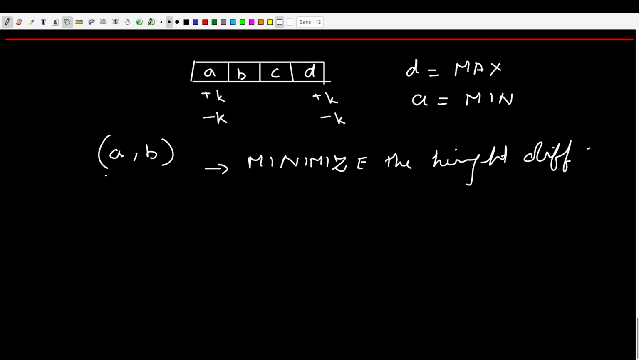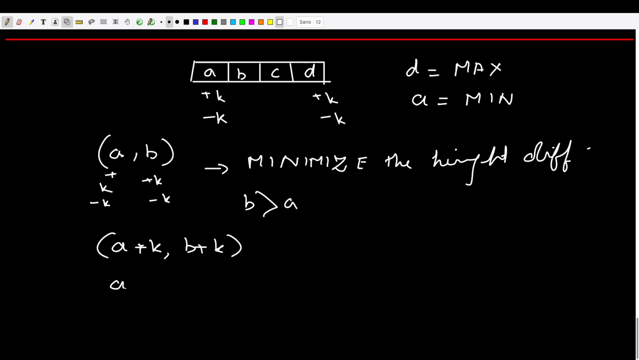So now let us perform the operation, which is plus k or minus k. Here also plus k or minus k. We know that B is greater than A. So let's go with the 4 combinations which we can get. The first pair would be A plus k and B plus k. That will be our first pair.